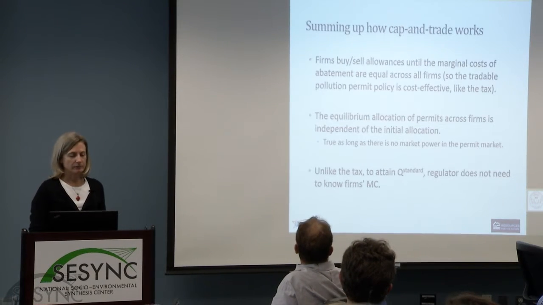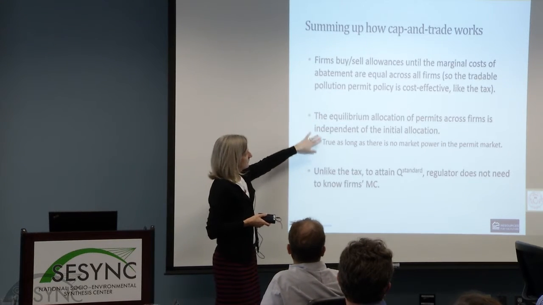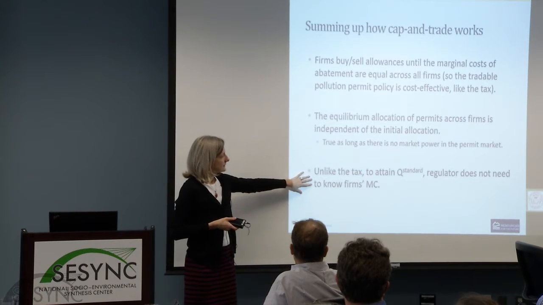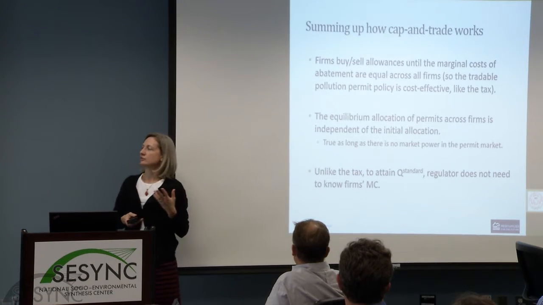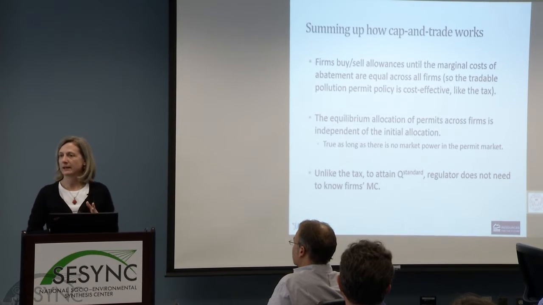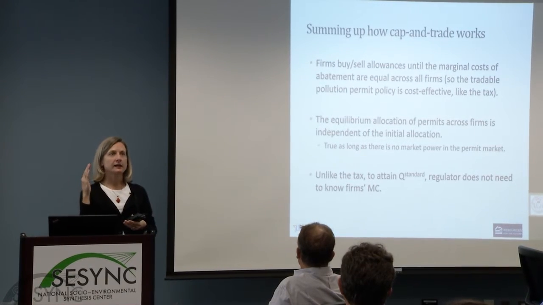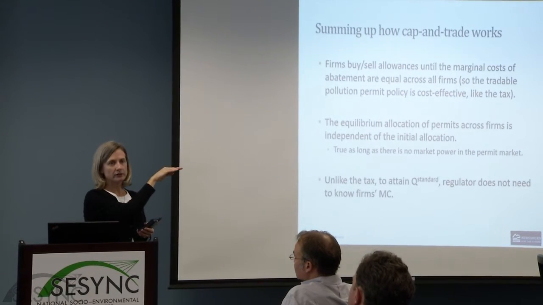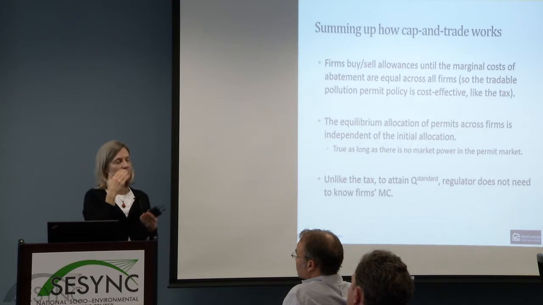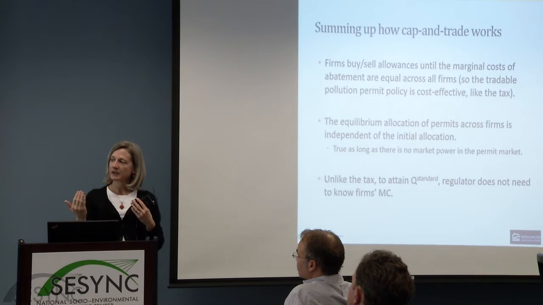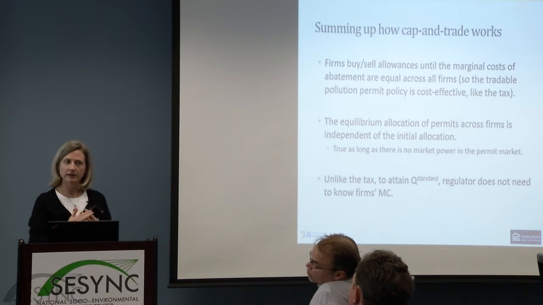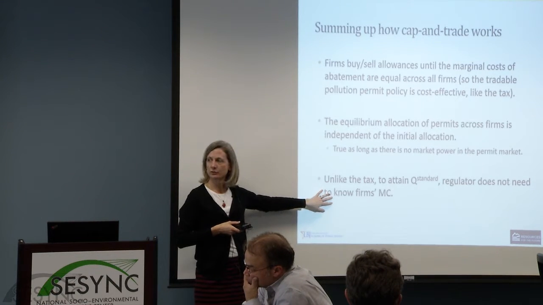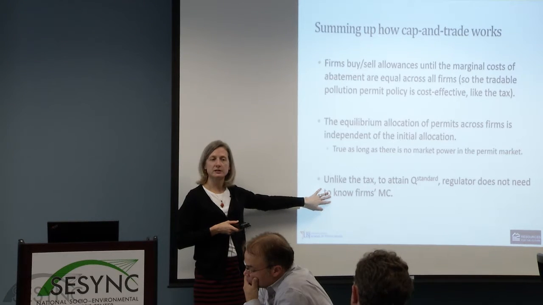Okay, so how does this work? Again, the equilibrium allocation is independent of the initial allocation. That could be a nice thing. Unlike the tax, the regulator doesn't have to know firms' marginal costs. This is something a little bit magical about cap-and-trade programs. When I said that in order to get Q star with a tax, I had to know something about the costs. But if I set Q, I know I'm going to get Q. That's my cap, and I'm going to enforce the cap. I don't have to know anything about individual firms' marginal cost curves to know whether I'm going to achieve Q or not.